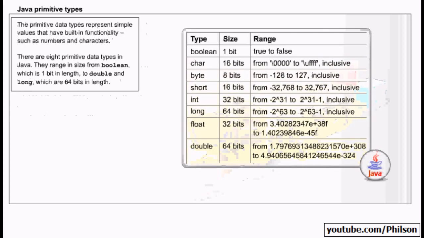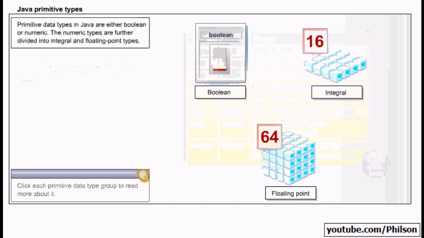The primitive data types represent simple values that have built-in functionality, such as numbers and characters. There are 8 primitive data types in Java. They range in size from Boolean, which is 1 bit in length, to double and long, which are 64 bits in length. Primitive data types in Java are either Boolean or numeric. The numeric types are further divided into integral and floating point types.